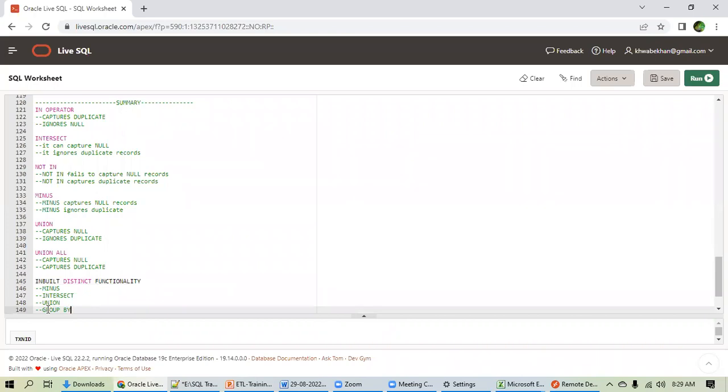What is the function of group by? Creating a distinct, unique bucket. So these four are the keywords. We have a few more, which we'll discuss down the line, which have inbuilt distinct functionality.